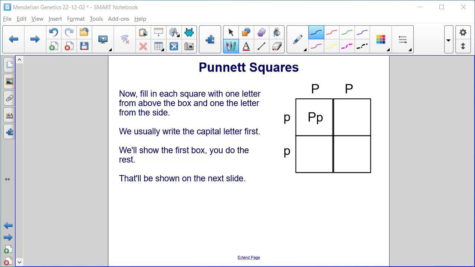Now, fill in each square with one letter from the box above and one letter from the side. We usually write the capital letter first. So you can see here we have capital P, lowercase p. I've shown you the first box. You do the rest, and I'll show you the result on the next slide.